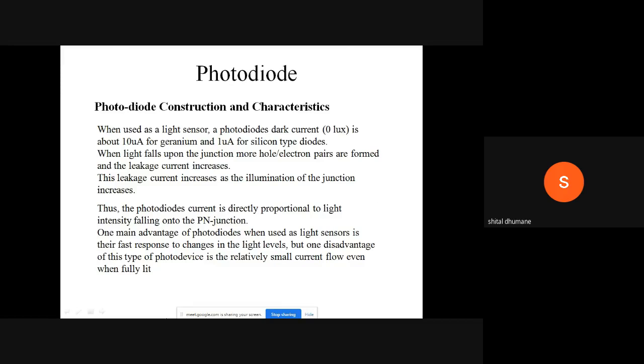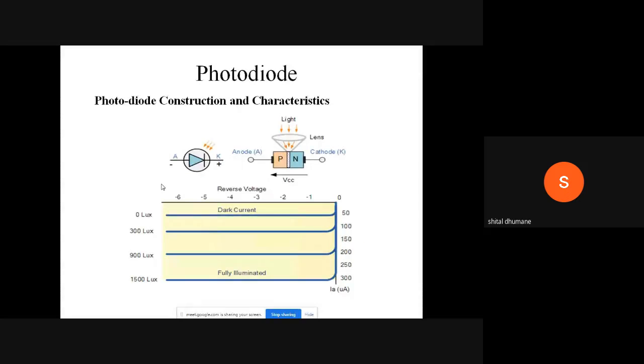So when light falls upon the junction, more hole and electron pairs are formed and the leakage current increases. This leakage current increases as the illumination of the junction increases. Here I think this is for another type of material, because at 0 lux it shows 50 microampere. So just remember that this will be the IV characteristics of your photodiode.